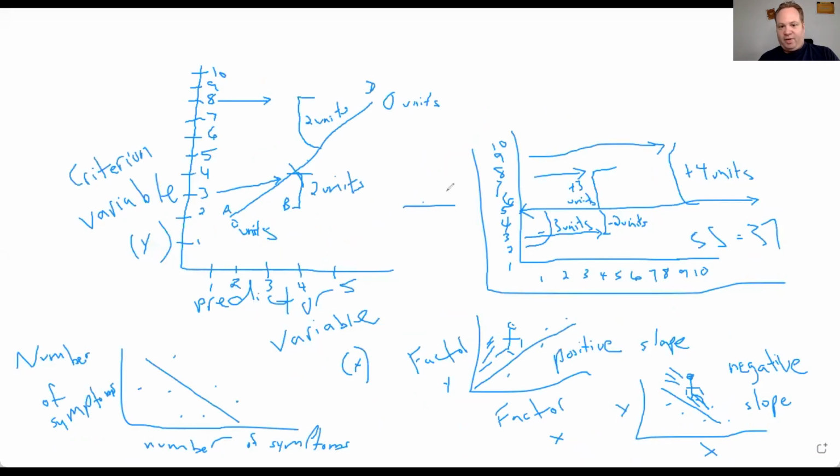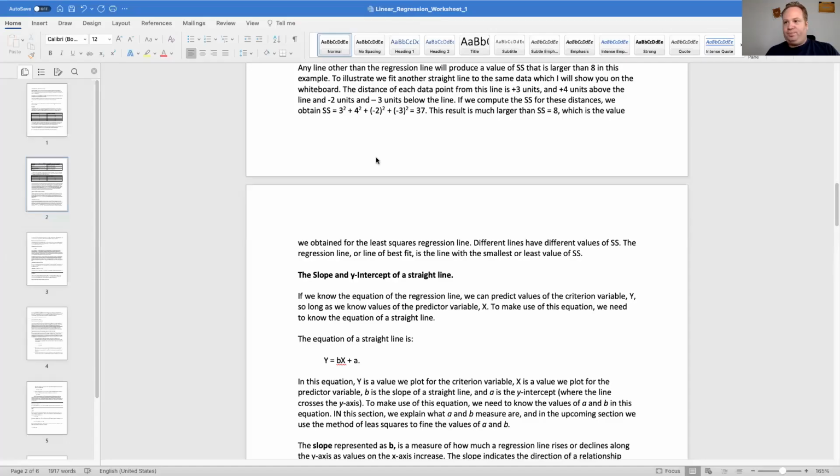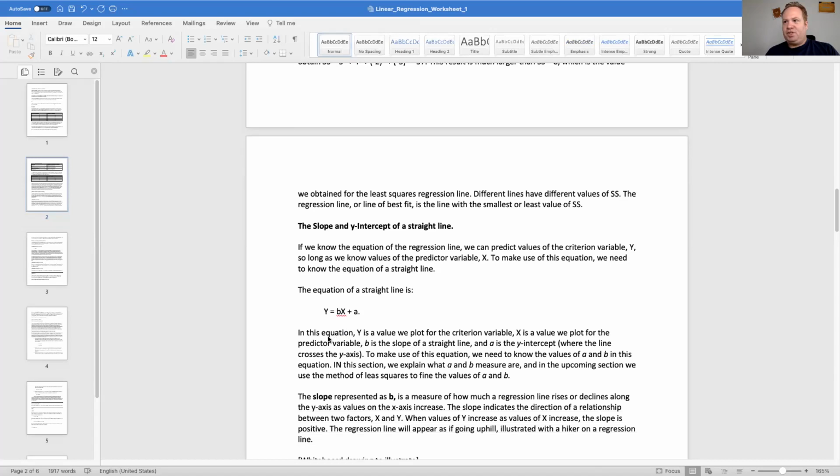So if you look at the paragraph I just talked about in the Word document and look at this right here, that's exactly what I'm referencing. All right, moving on. Let's go back to our desktop here. So the slope and y-intercept of a straight line.